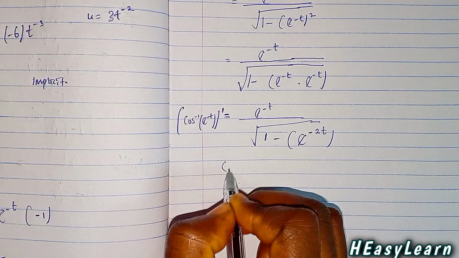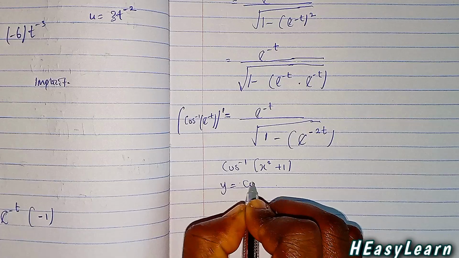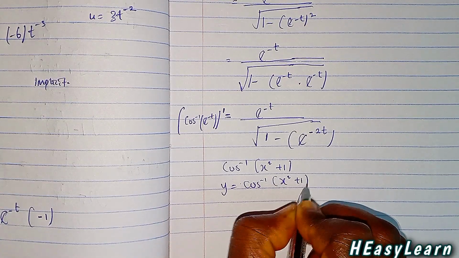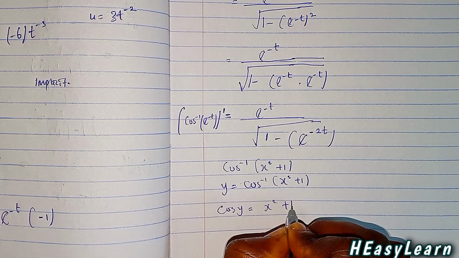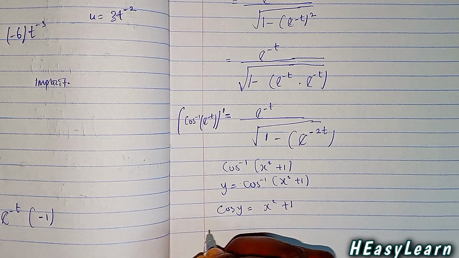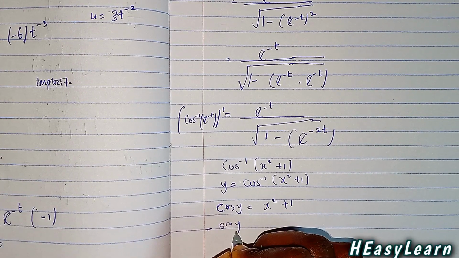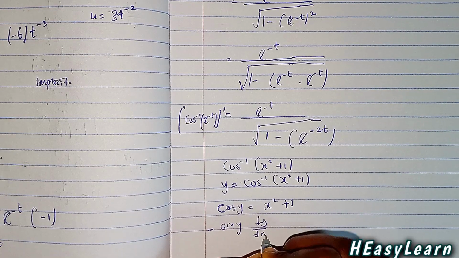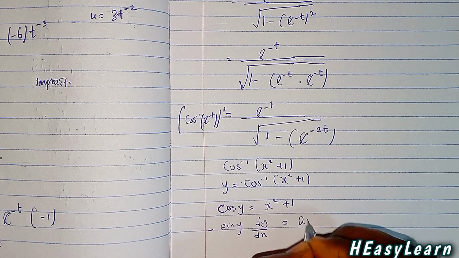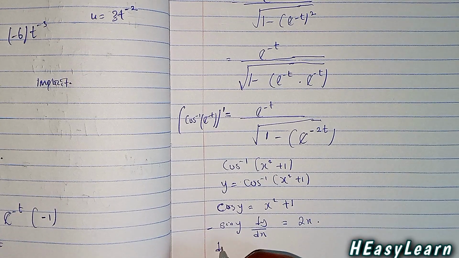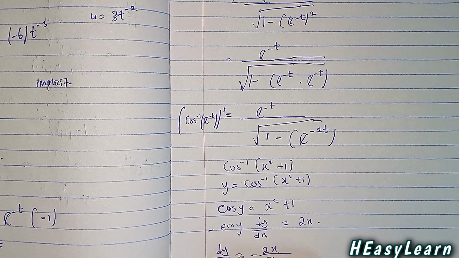The function is given to be cos inverse of x squared plus 1. First, let y be cos inverse of x squared plus 1. Take cos of both sides: cos y equals x squared plus 1. It is an implicit function. Differentiate term by term. What is the differential of cos y? Minus sin y dy/dx equals the differential of x squared plus 1, which is 2x. Then make dy/dx the subject of the equation. This is minus 2x divided by sin y.